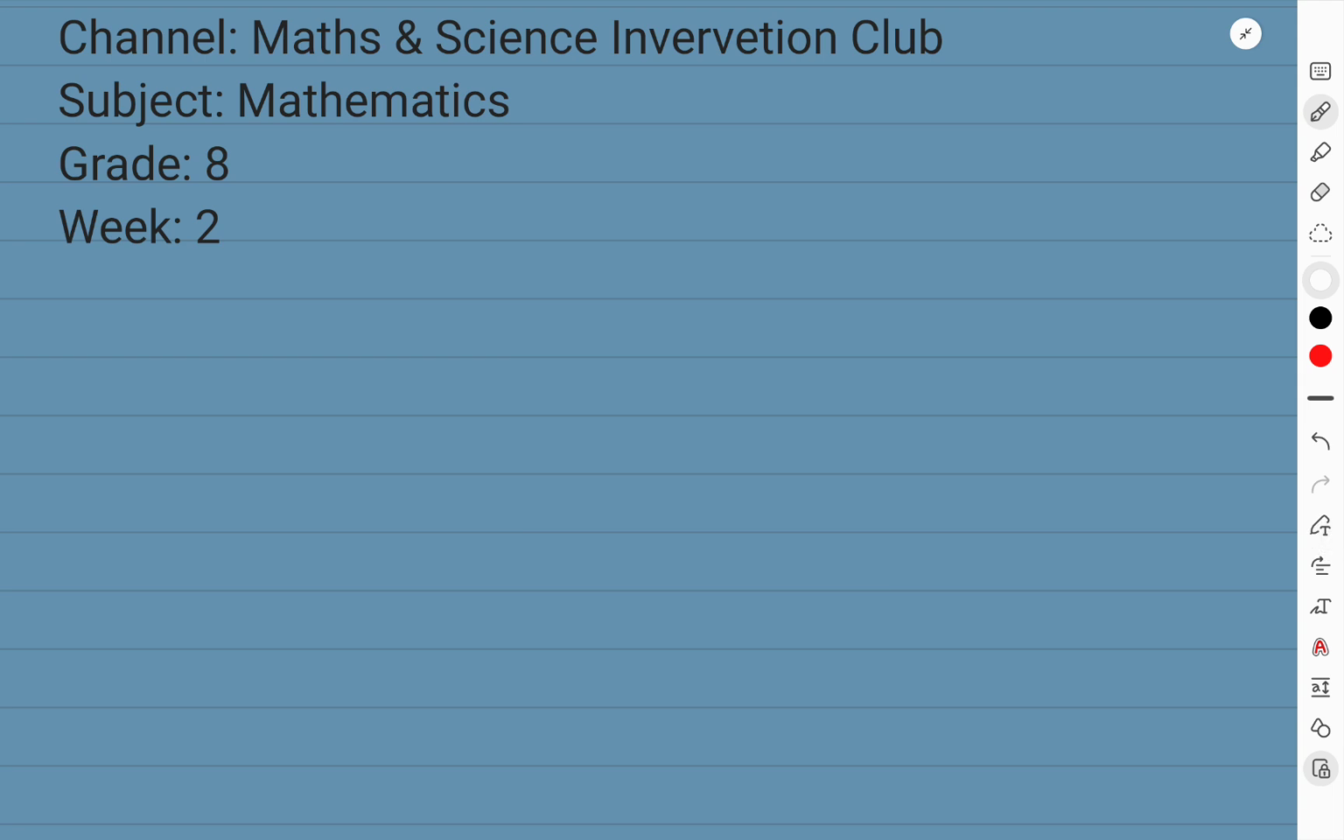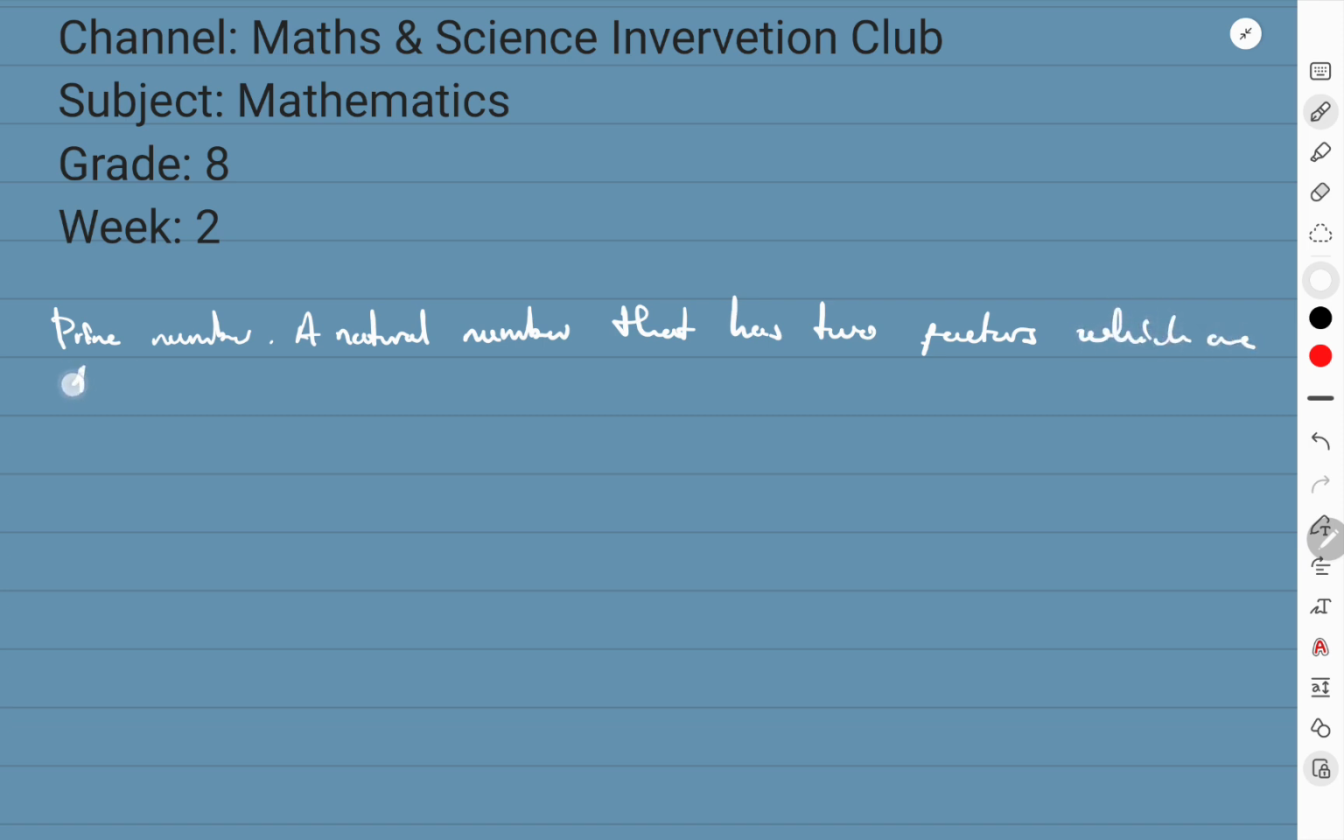Today we're going to be doing prime numbers. I'm decomposing a number into its prime factors. So we have what is called a prime number. Now a prime number is a natural number that has two factors, which are one and itself, right? Now let us look at the basic examples of the prime numbers that we have.